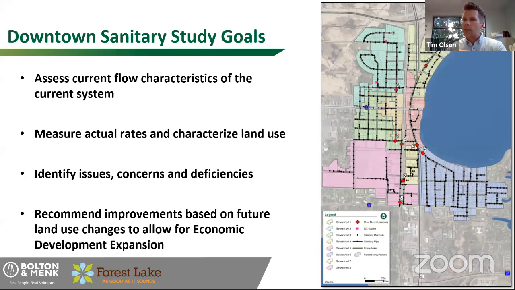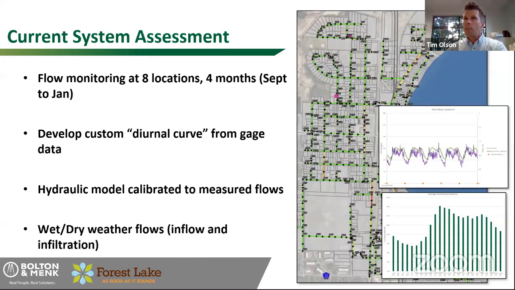Potential upgrades to the system as capital improvements to make sure that we allow for that economic development expansion in the future. So as I mentioned, we installed eight gauges over the course of 4 months between September and January. We do that to capture wet weather flow, which is flow when it rains, and dry weather flow when the ground is frozen. And we do that so that we can measure potential inflow and infiltration in the system, which can be a really critical factor when analyzing sanitary sewer.